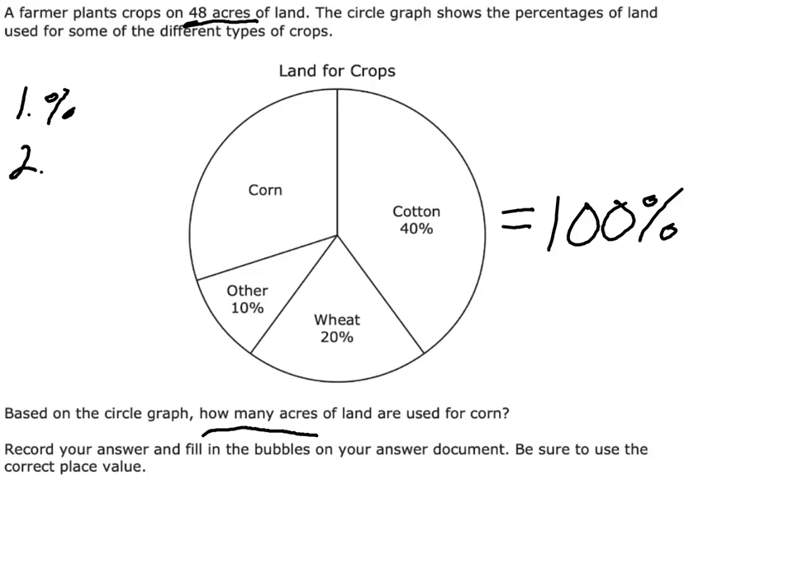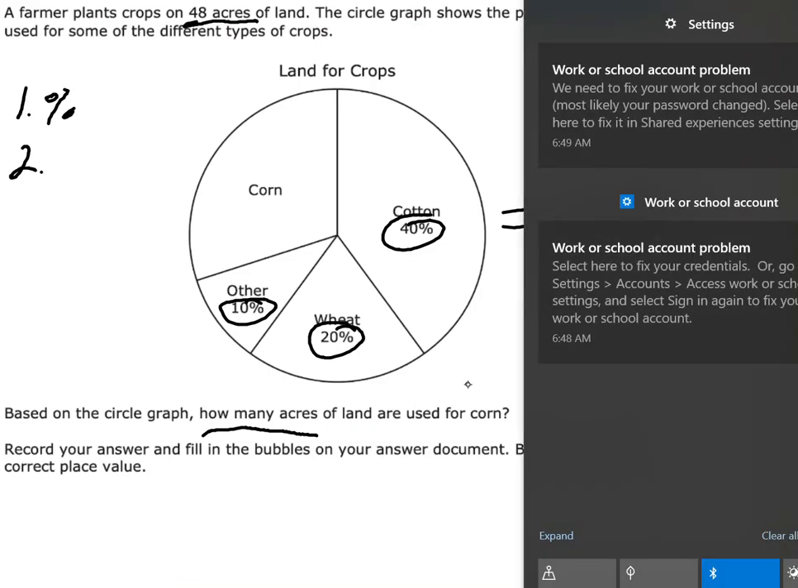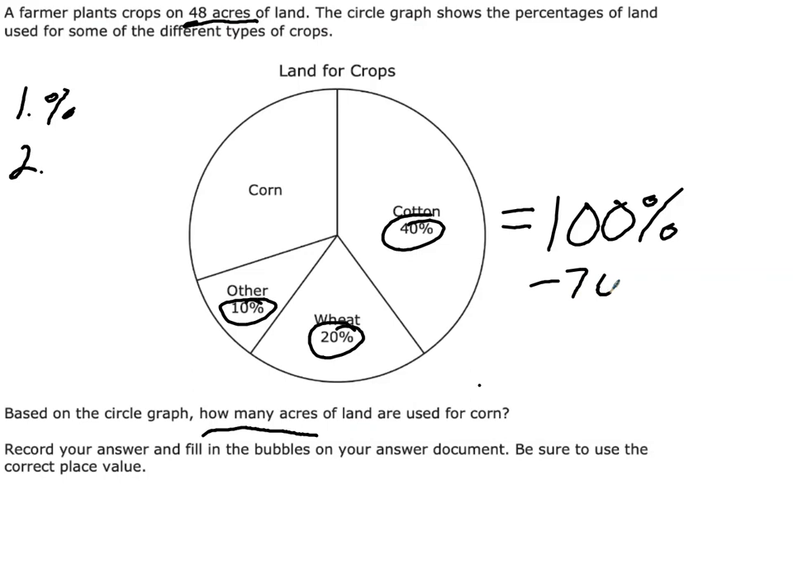So what we can do is we can sum the percentages and then subtract those from 100%. So 40 plus 20 is 60, plus 10 makes 70. So we're going to subtract 70%. That leaves us with 30% is corn.